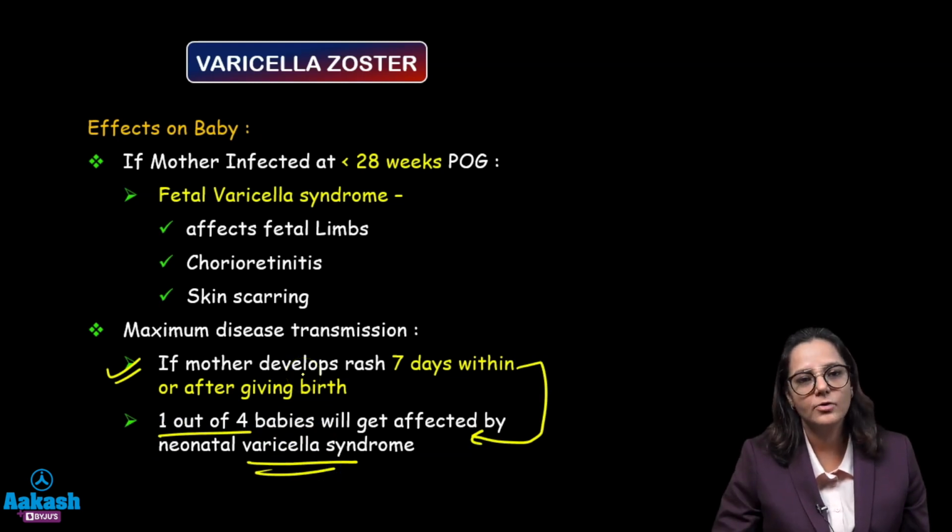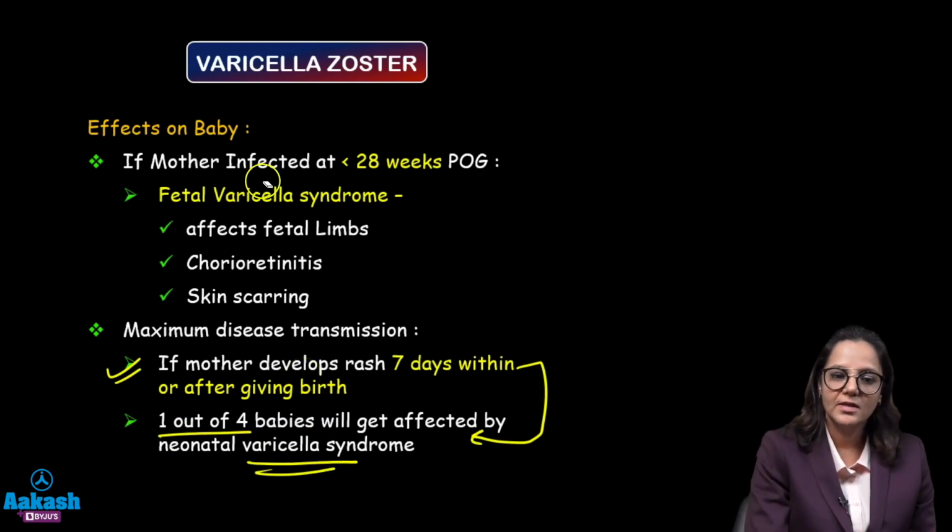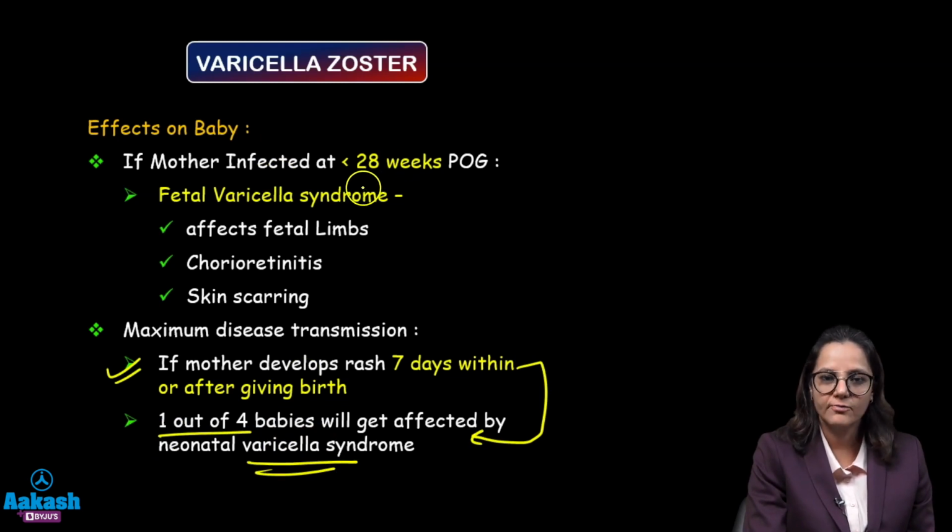And when is the baby going to get severely affected? Severely affected when the mother has got an infection at less than 28 weeks of period of gestation. It is known as fetal varicella syndrome. It is a typical triad that it is going to affect the limbs of the baby. There will be chorioretinitis and it can cause skin scarring also.